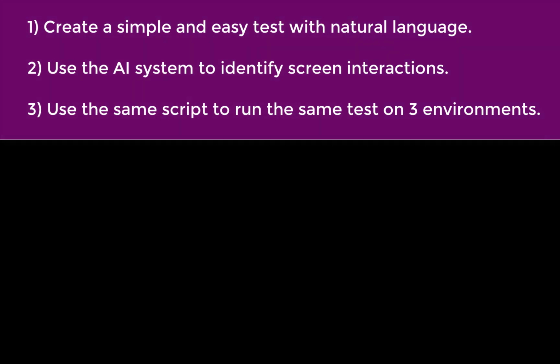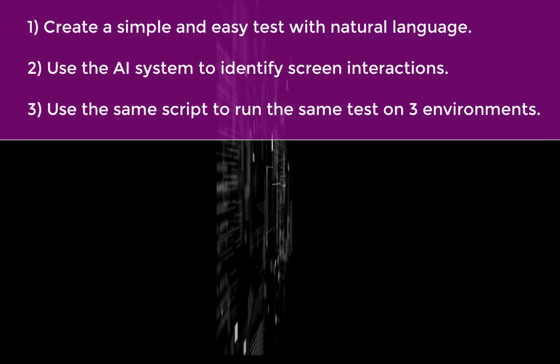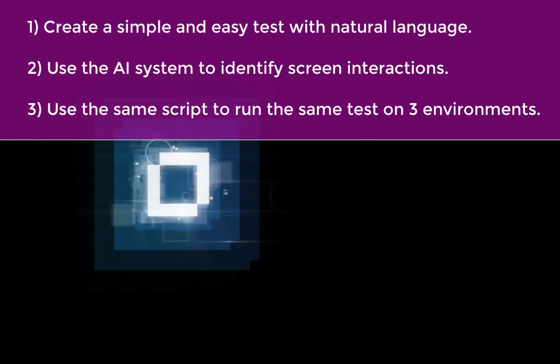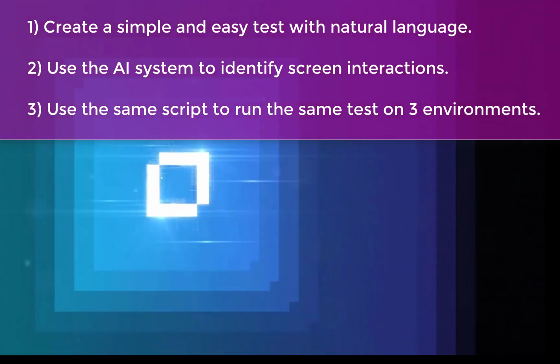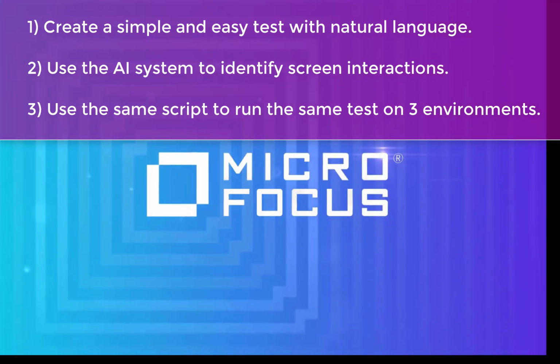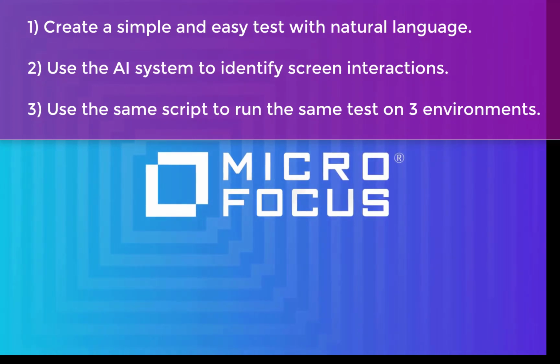So there you have it. We used the Codeless tool to create a simple and easy test that uses natural language processing to describe the actions the tool identifies, using the AI system in the background. And then we easily use the same script to run a test on 3 different environments: iOS app, Android app, and web app. This is definitely the new age of functional testing.